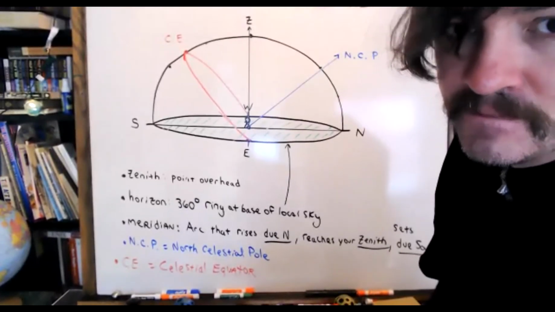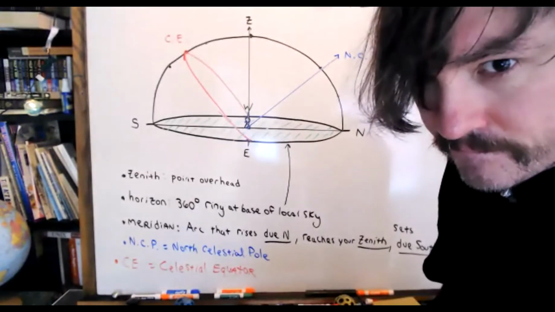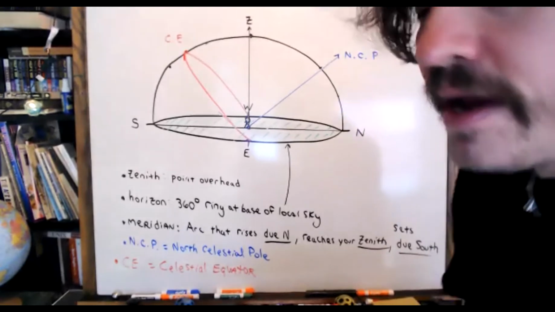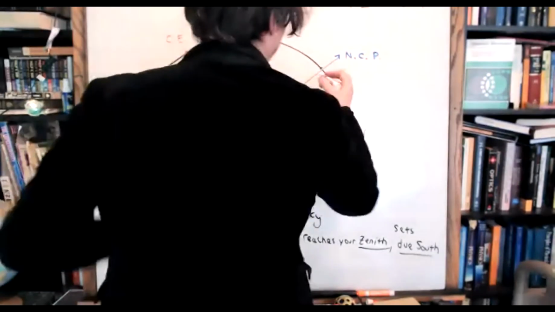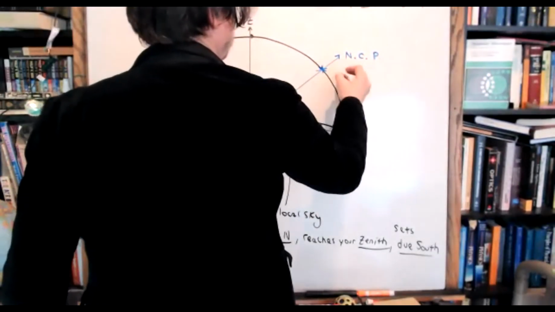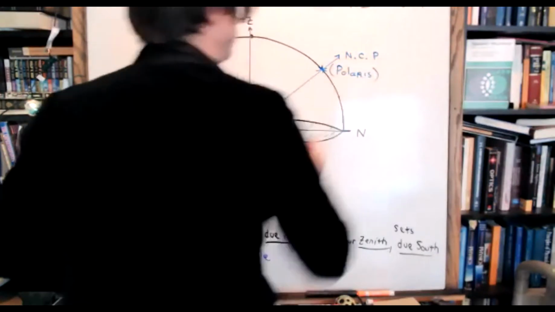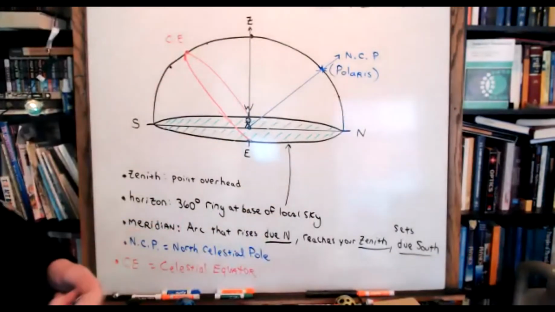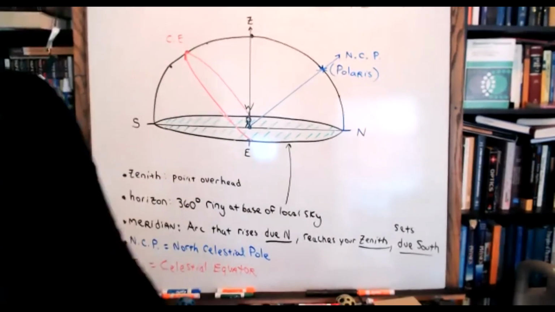The North Star. Yes, and what's the name of the North Star? It's called Polaris. Let's draw that in. The North Celestial Pole is approximately where the star Polaris is located. And Polaris is a reference point for Northern Hemisphere observers to sort of see where the North Celestial Pole is.